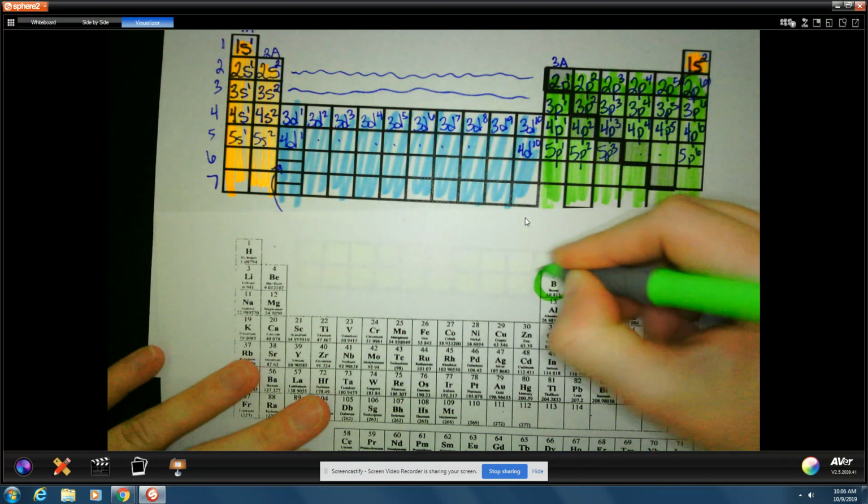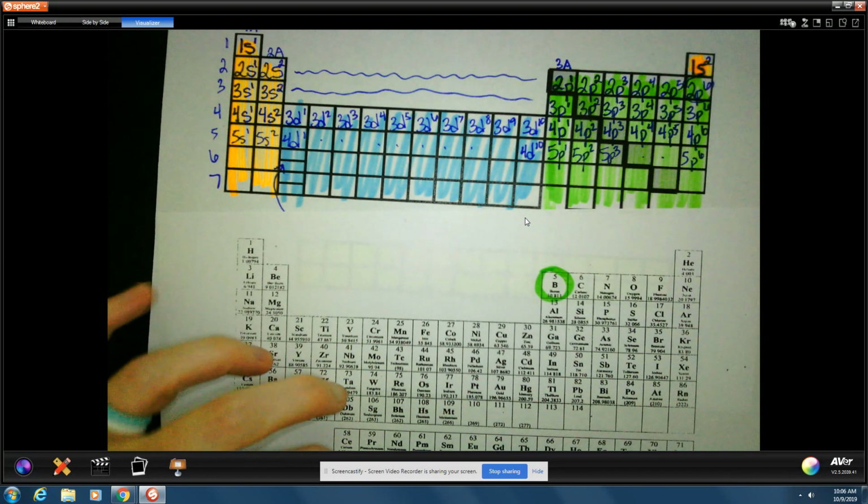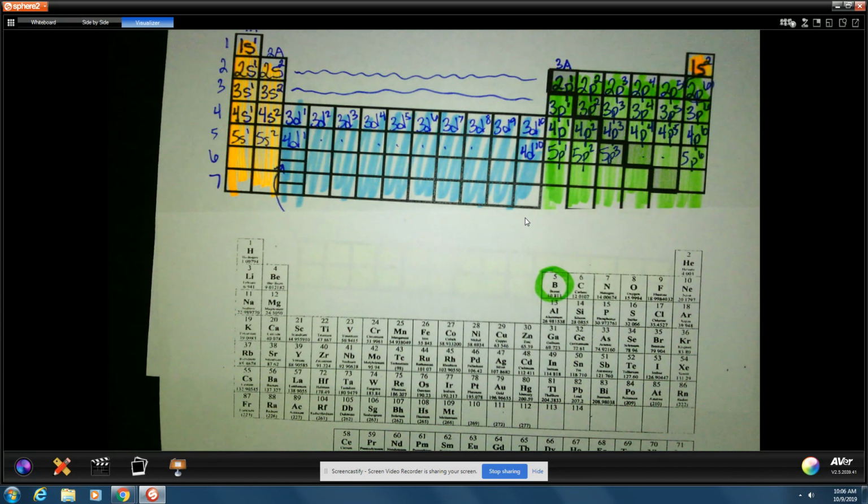If somebody said, let's write the electron configuration for boron, because, you know, that's just so exciting. I'm just kidding. I actually love electron configuration because it's like reading a map.